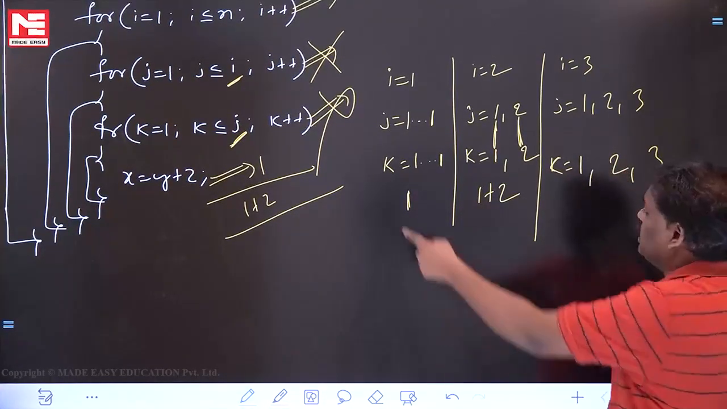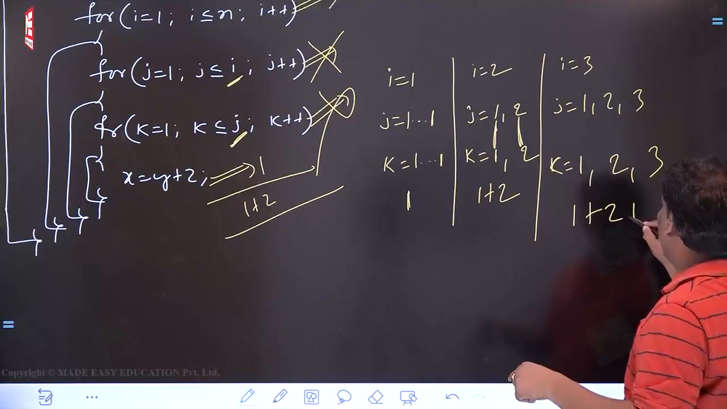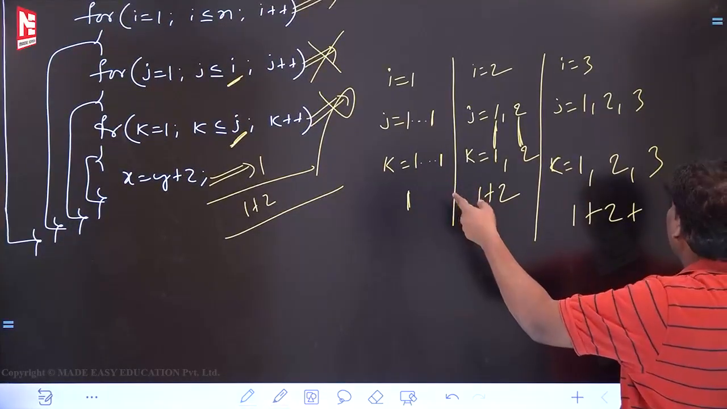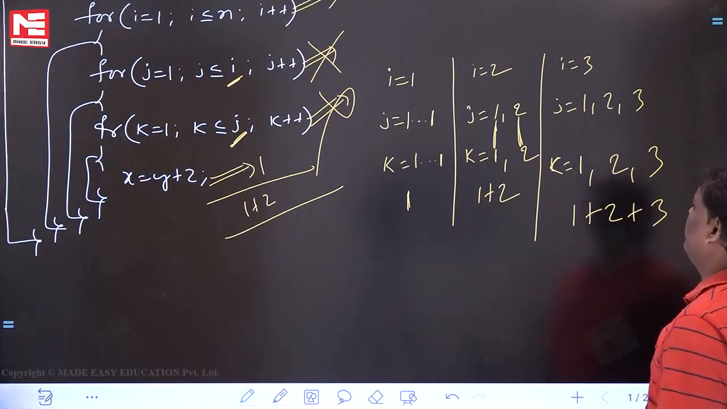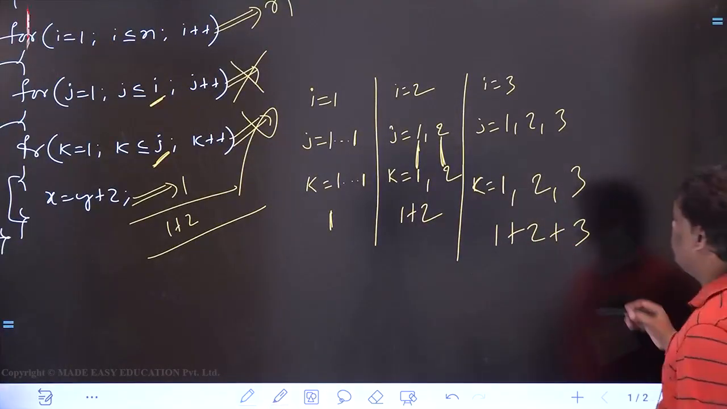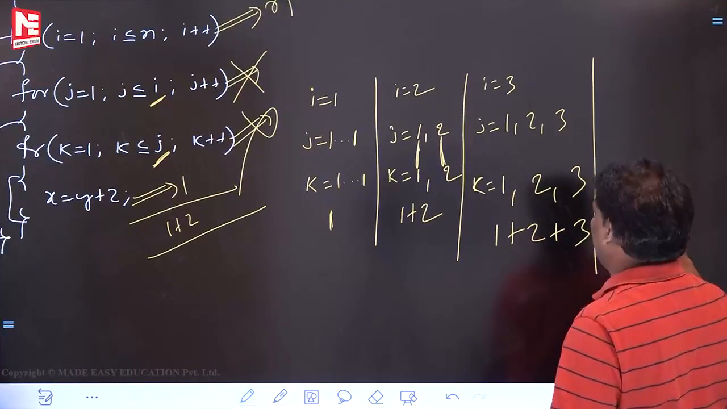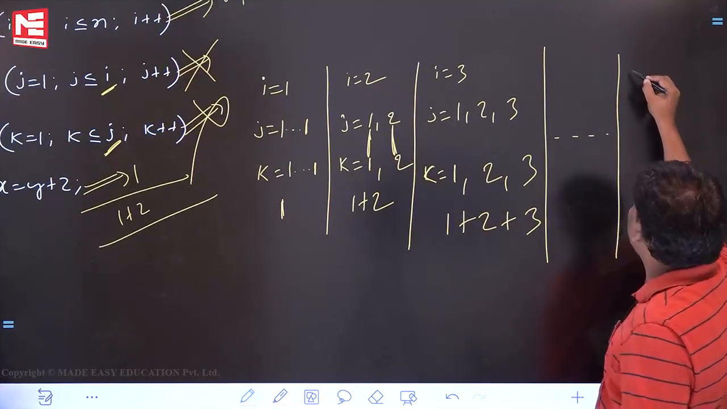So 1 time means that statement will execute 1 time. 2 times means this statement will execute 2 times. J value 3 means K value is 1, 2, 3, so it will execute 3 times. So finally, for I value 3, that statement will execute 1 plus 2 plus 3, like that it goes on. Those people who are getting this idea, let me ask you one small question. Please help me, what is the answer?